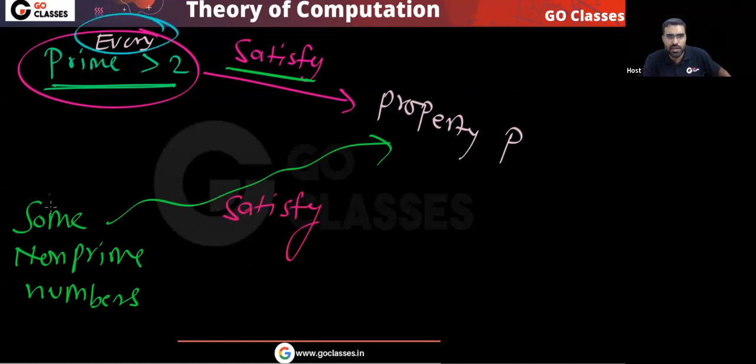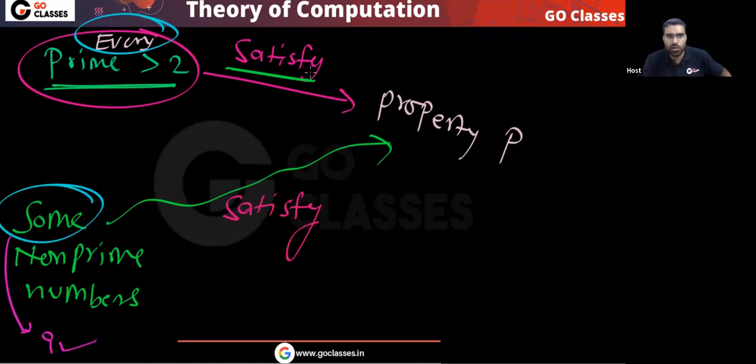Here we are using the word every. Here we are using the word some. Is this correct? So did you understand this? Some number. What is that some number? For example, give me a number which will satisfy property P. For example, you can take 9.